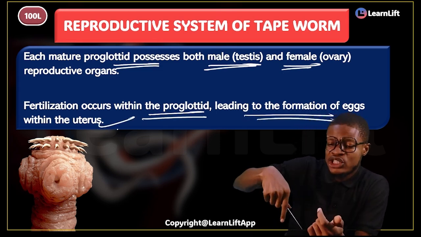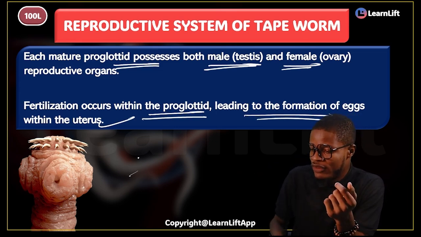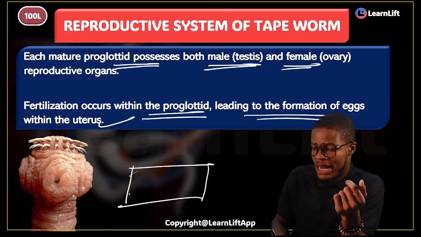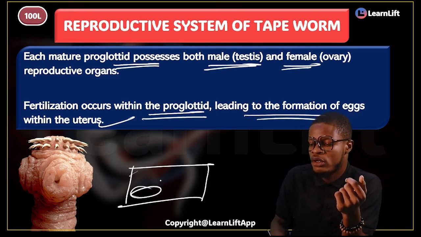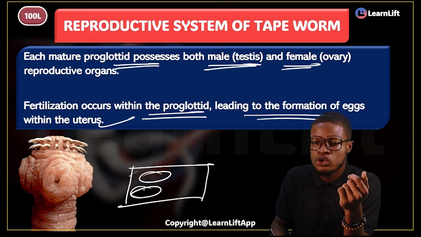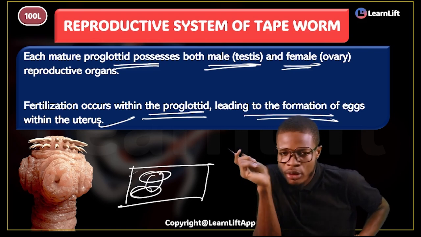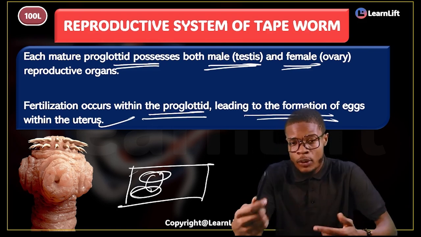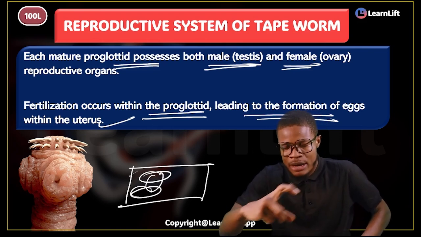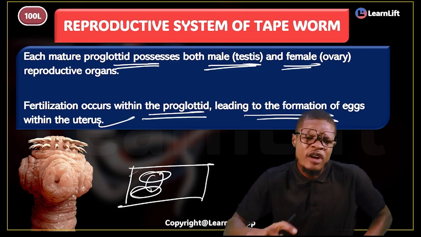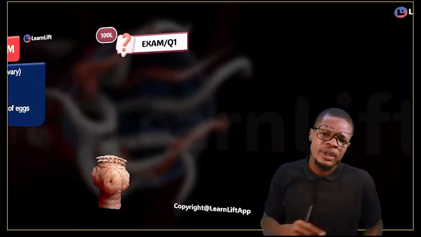So how does fertilization occur? Of course, let's say this is one proglottid, right? Within the proglottid, there is a male reproductive structure, there is a female reproductive structure. So as a result of that, they can fertilize themselves directly. Now, you must understand that as I move quickly, I'll throw more weight on their reproductive structure very fast. But before that, let's look at some past questions very quickly.